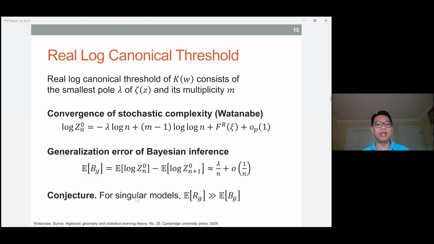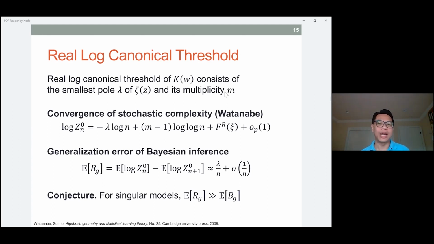So in general, if you have a function K, I'm going to define the real log canonical threshold of K as the smallest pole of its zeta function. And the multiplicity of that pole is going to be m. And so the real log canonical threshold is going to be this pair, lambda and m, where lambda is the smallest pole and m is the multiplicity.